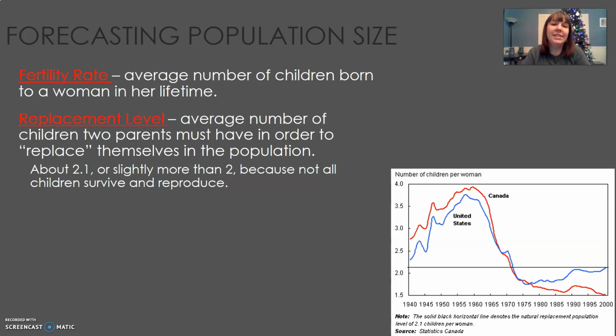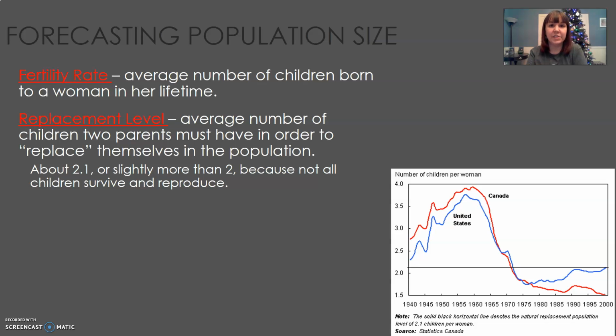The replacement level is how many kids on average a parent team must have in order to replace themselves in the population. You have a mom, you have a dad. Why is it not exactly 2? Well, it needs to be slightly above 2 because you have to account for some children either not making it to adulthood to reproduce and have their own children, or choosing not to reproduce. Something has happened. Maybe they do not have the ability to reproduce, or they don't have the desire or whatnot. So right now we're below replacement level.